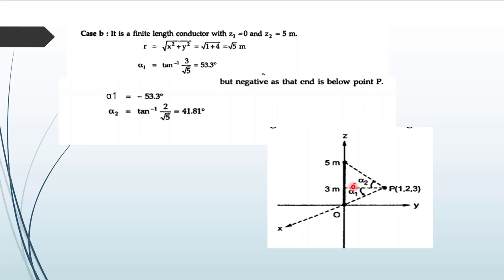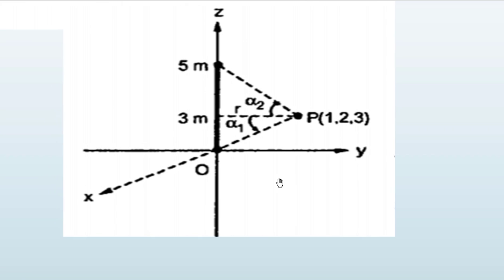So again we have to find out what is alpha 1 and alpha 2. Alpha 1 is the angle with lower end and point P. So join the lower end of the filament with point P and the upper end of the filament with point P. So from the geometry of the figure here, alpha 1 we can calculate as tan alpha 1 is equal to this distance divided by r. So r is square root of 5 because it is (1 minus 0) square plus (2 minus 0) square plus (3 minus 3) square. So r is square root of 5 and this is 3 meters. So it is 3 divided by square root of 5, right?